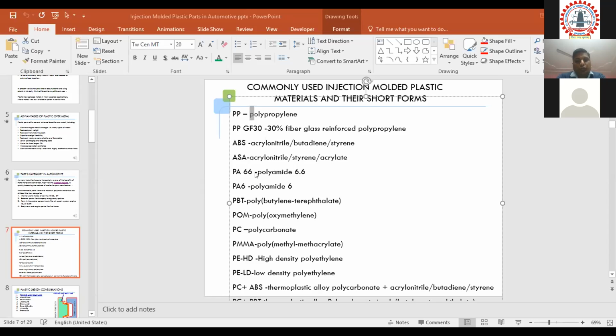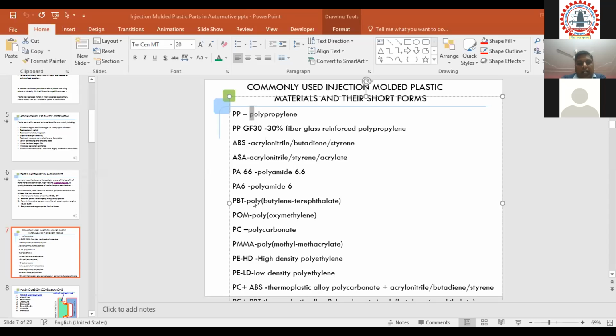Then PA6 and PA66. These are the two most commonly used variants of polyamide, normally known as nylon also. These are used for structural parts, like a frame or an inside part which is actually making some structure, some brackets, kind of things.